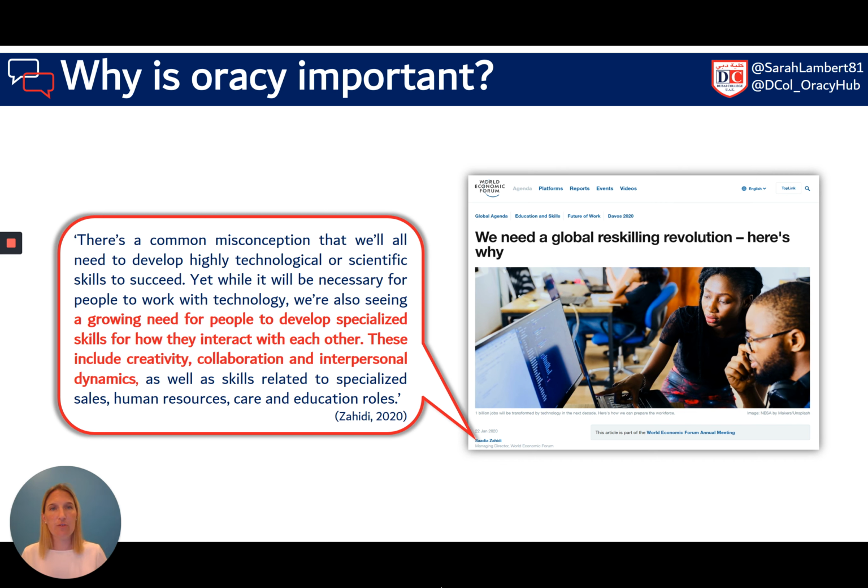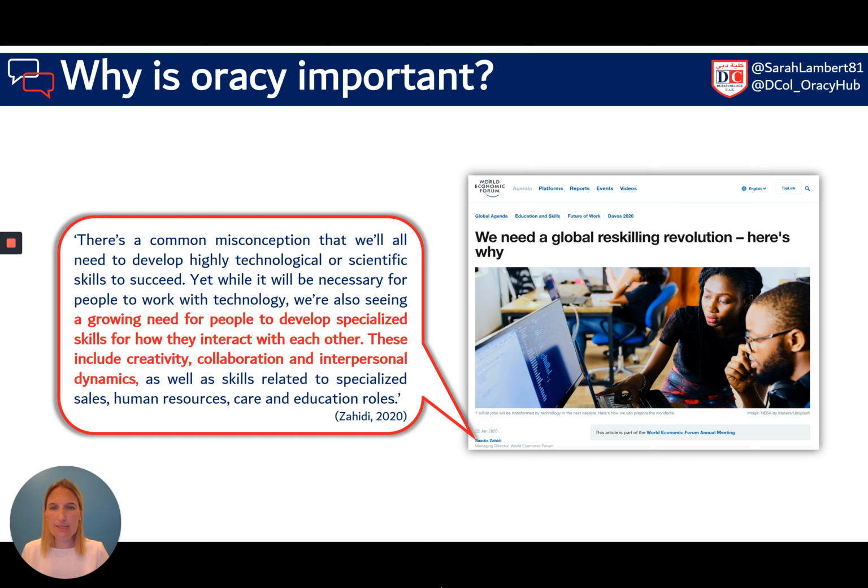And to equip them for this unknown future, soft skills are currently being seen as necessary. And whilst technology will keep advancing, we need to focus on the things we can develop and support right now. At the World Economic Forum's annual meeting in Davos in January, their managing director, Saadia Zahidi, made the following statement. There's a common misconception that we'll all need to develop highly technological or scientific skills to succeed.